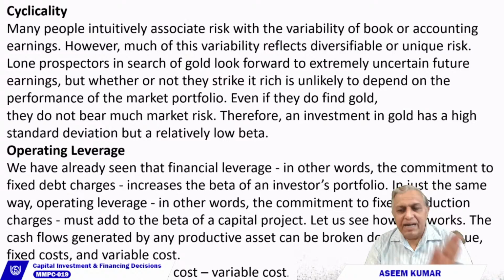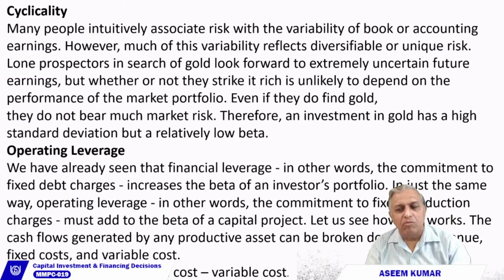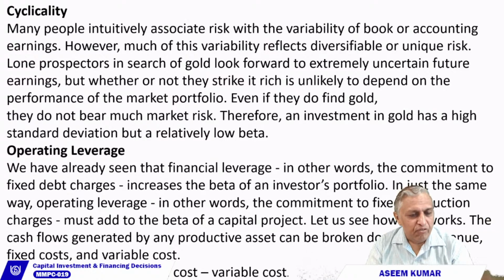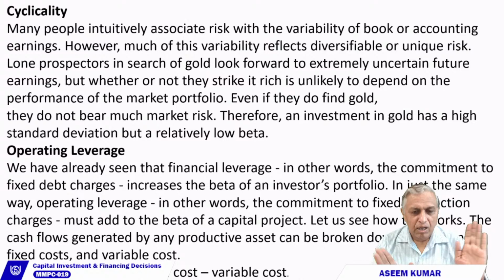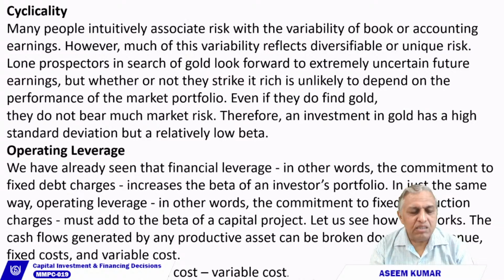Let us see how this works. The cash flows generated by any productive asset can be broken down into revenue, fixed cost, and variable cost. So, how does it come out? Cash flow is equal to revenue minus fixed cost minus variable cost. Okay?